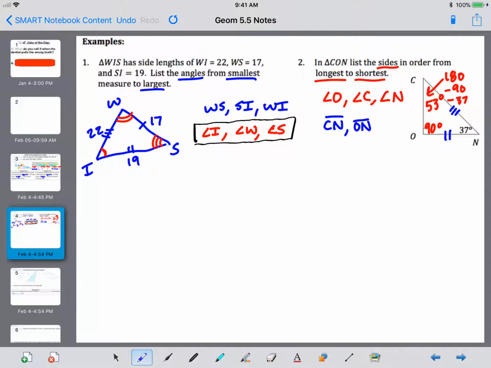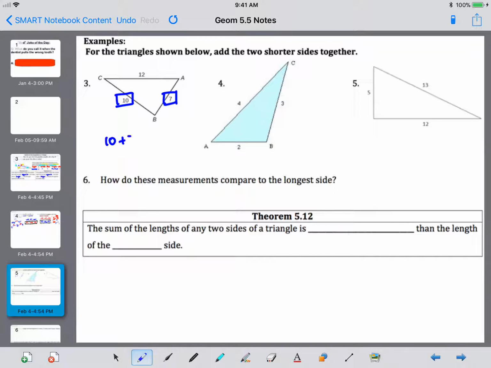All right, we're going to switch gears a little bit here in this next set of examples. So for the triangles shown below, we're going to add the two shorter sides together. In example 3, 10 and 7, the two shorter sides add up to 17. In example 4, 3 and 2 add up to 5. And in example 5, the two shorter sides, 5 and 12, add up to 17.